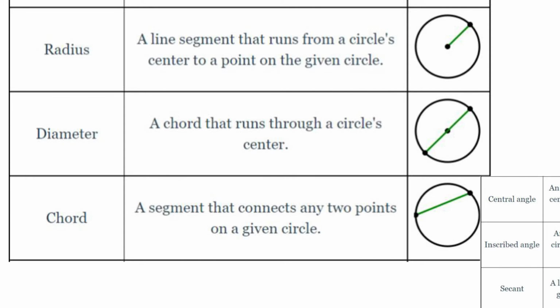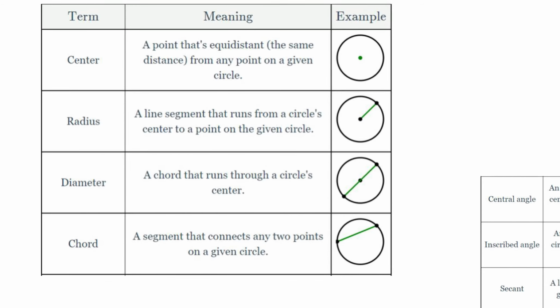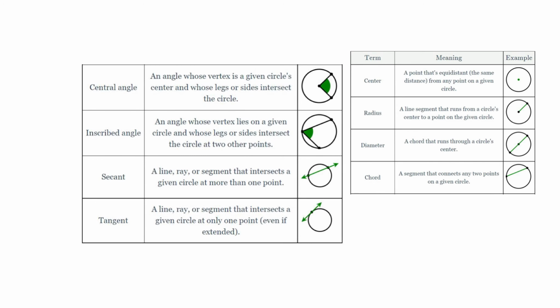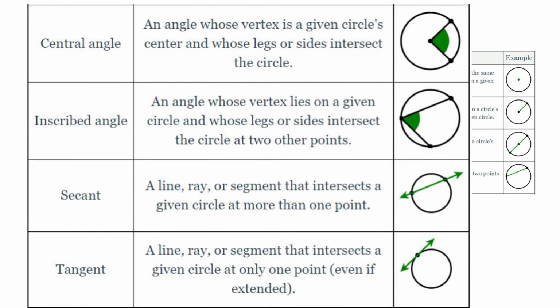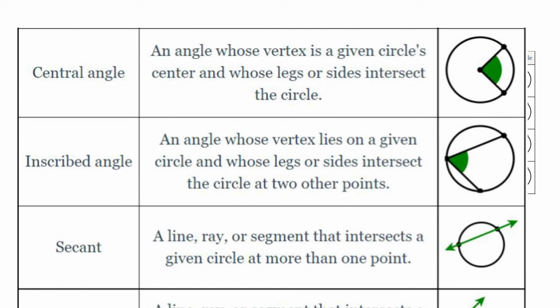So those are what those 4 elements look like: center, radius, diameter, and a chord. And then here are the parts you might want to get down. And again, I have this for you so you don't have to go looking too far. A central angle is an angle whose vertex is a given circle's center and whose legs are sides that intersect the circle. You could also go a little further and say that its legs are radiuses.